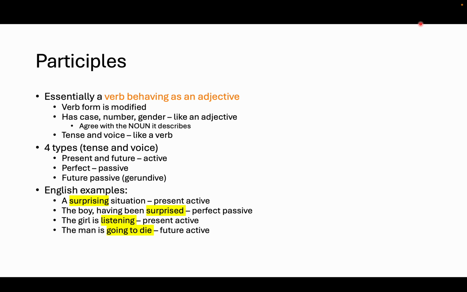The man is going to die. Going to die is a future active participle. Or the man will be killed is a future passive participle, right? Again, describing the man.